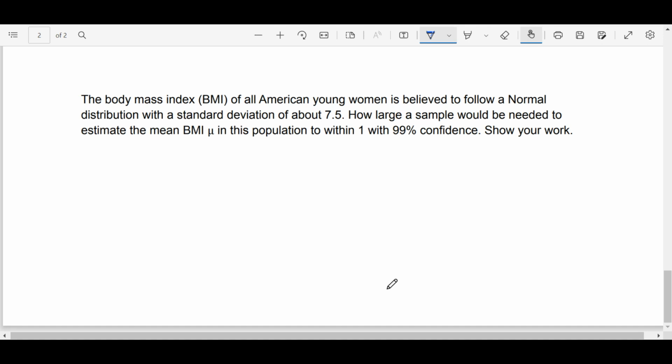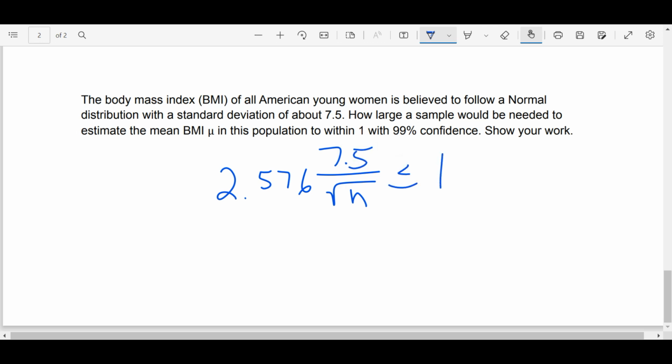Once again, I'll trust that you read this problem. Since it's 99%, that will come out to be approximately 2.576. We need to find what lowercase n is, how large of a sample we'll need. And then your standard deviation, 7.5, times the critical value over the square root of n, less than or equal to 1. Within 1 is what they're asking for. If we solve algebraically, you should get n is greater than or equal to 374. So we need a sample of 374 in order for this to work.